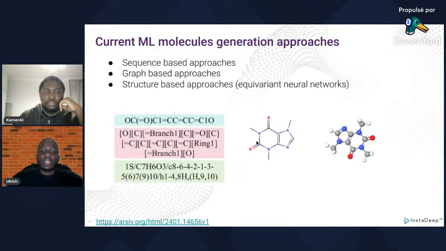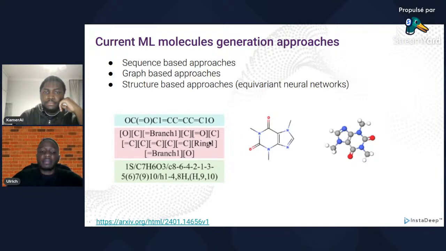Then you also have graph neural networks. In this case, you represent the molecule as a graph where the edges are the bonds between the atoms, and the nodes are those atoms. So that's one approach. And then there's the structure-based prediction, which uses mostly equivariant neural networks. These are neural networks where we're trying to preserve different sorts of rotations and symmetries in the structure of the molecule.